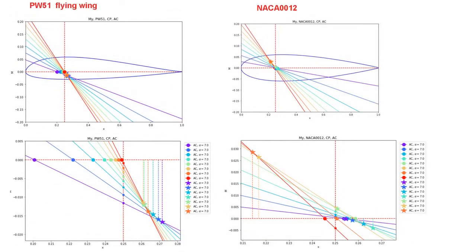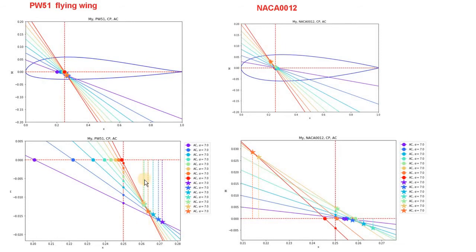The first airfoil is the Flying Wing airfoil, PW51, and this airfoil is beautiful. If you look at this area, if you zoom in, you will see that points of center of pressure are exactly in front of the point of aerodynamic center, depicted with stars. So we have a stable airfoil, and this airfoil is going to fly if you put the center of gravity somewhere here. If you place the center of gravity somewhere in the range of the center of pressure, this airfoil is going to be stable.